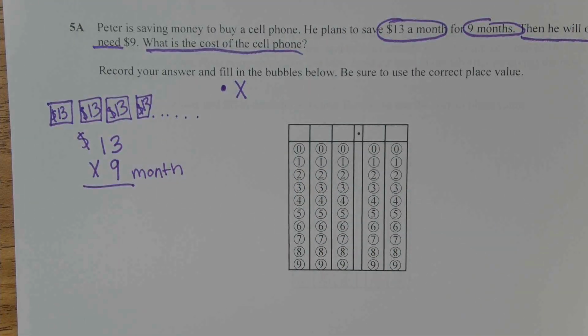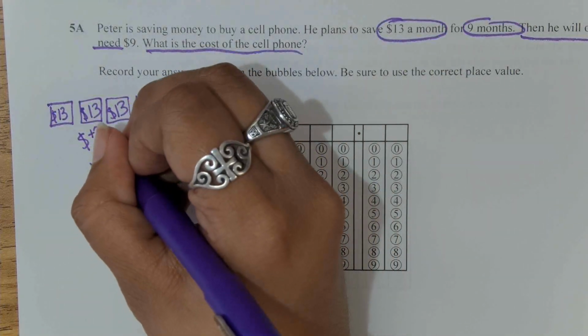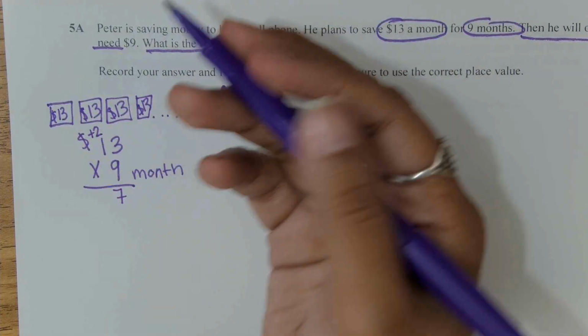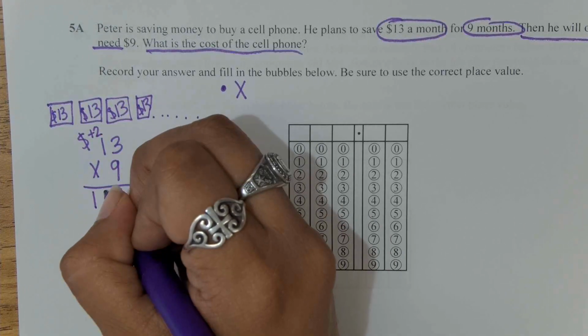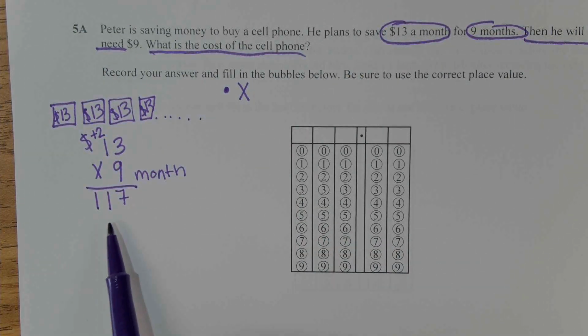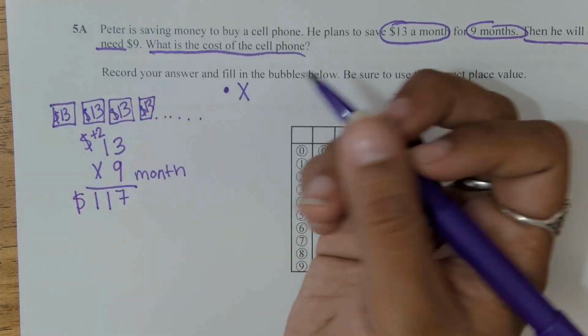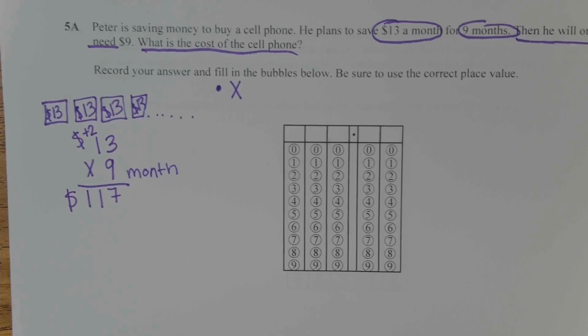9 times 3, what's 9 times 3? 27. 9 times 1 is 9 plus 2, 9, 10, 11. So how much money is he going to save in those 9 months? That's right, $117 is how much money he's going to save.